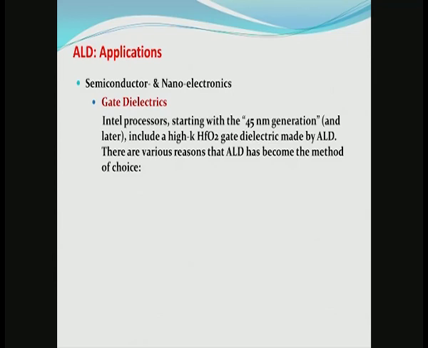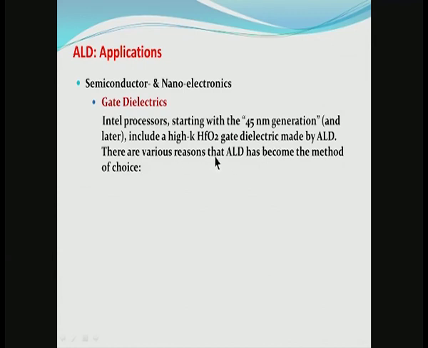Atomic layer deposition is already a well developed technology with applications in semiconductors and nanoelectronics, in particular in the deposition of gate dielectrics in the more recent versions of CMOS technology. Intel processors starting with the 45 nanometer generation and later include a thin layer of hafnium oxide, a so called high K dielectric, or a dielectric with a large dielectric constant, that is deposited by atomic layer deposition.